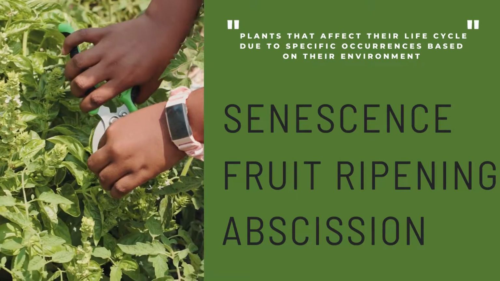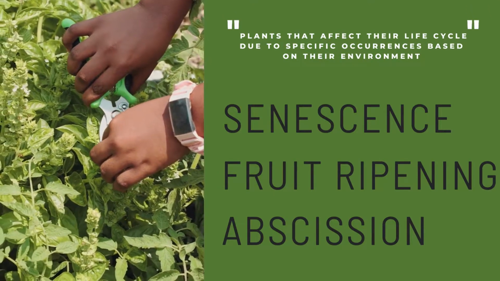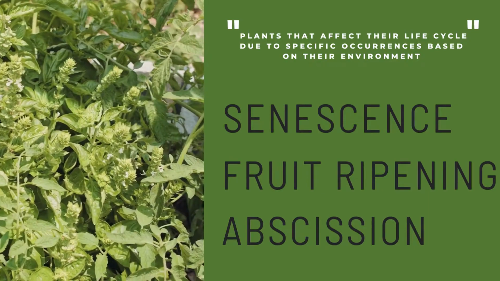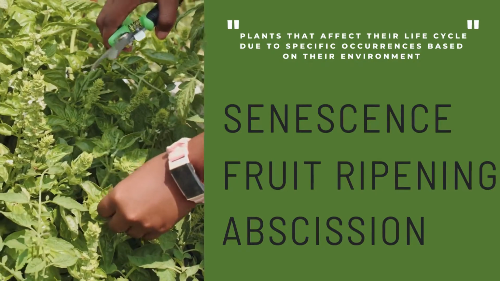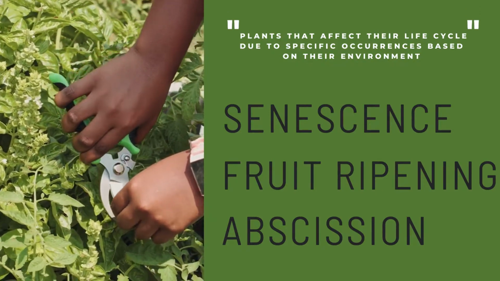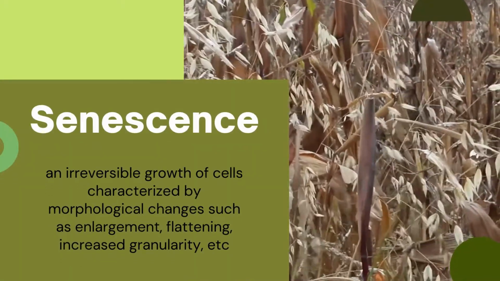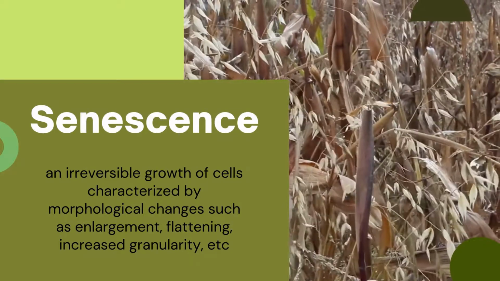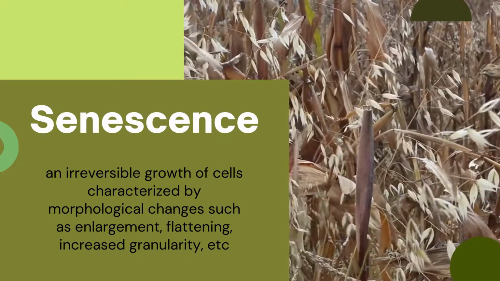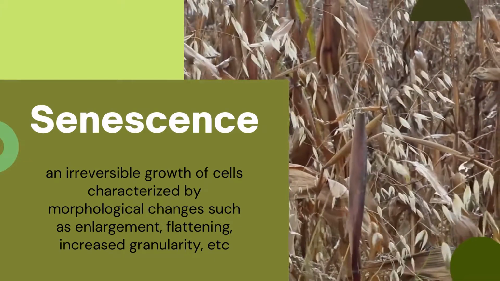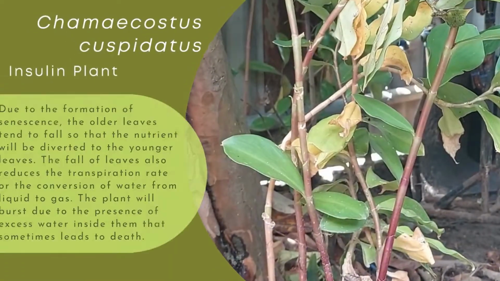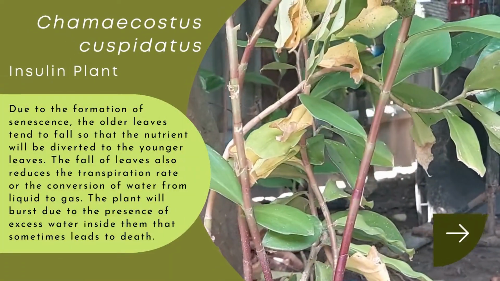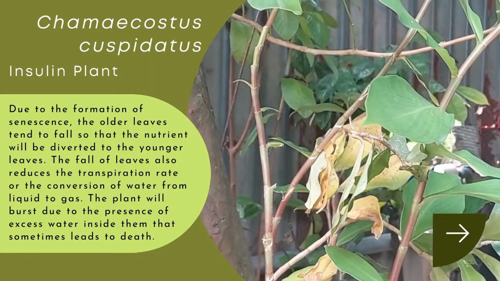The other 3 classification of environmental responses of plants is those that affect their life cycle due to specific occurrences based on their environment. And these are senescence, fruit ripening, and abscission. In senescence, it is an irreversible growth of cells characterized by morphological changes such as enlargement, flattening, increased granularity, etc. One example of this process is the Chamaecostus cuspidatus, famously known as the insulin plant.